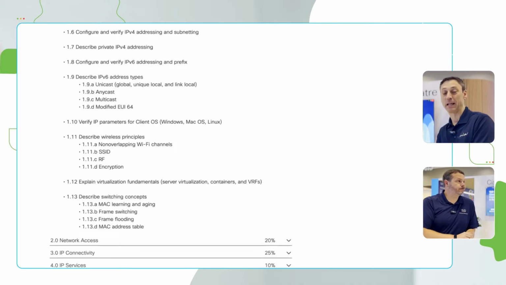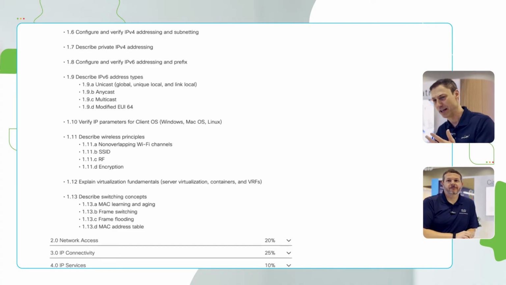And when we step even deeper knowledge-wise, we get into things like the configure tasks. There's one in 1.6 where you get to configure and verify IPv4 addressing. When we talk about configure here, clearly you're configuring it on a device. That could be a laptop, a PC, but it could also be a router. The other one that jumps out when I'm looking at that list is the verification one. There's 1.10 that talks about verifying IP address parameters. So where do you go? How do you find that information on a device?